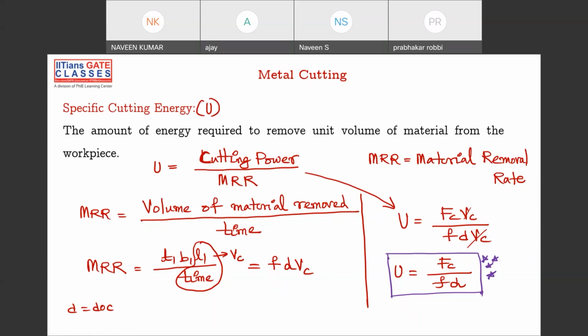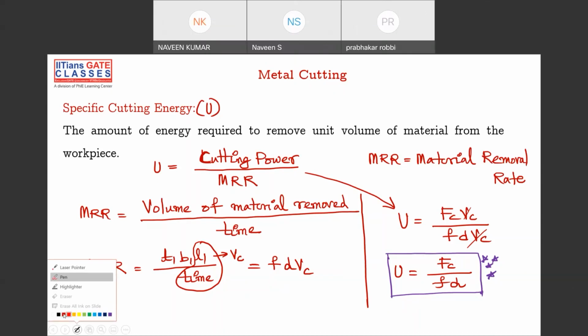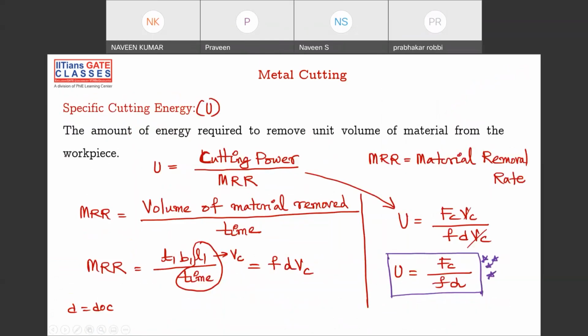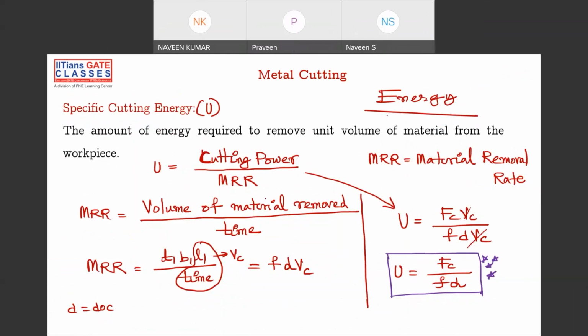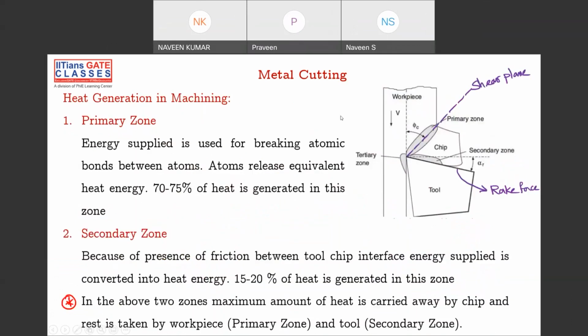And I also clearly mentioned in the previous class how this specific cutting energy is cutting power by MRR. Right? How did I say that? It's because I told you it's, sorry, where is it? Energy by, what happened? Okay.